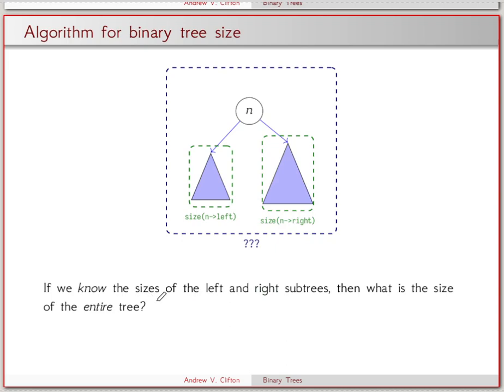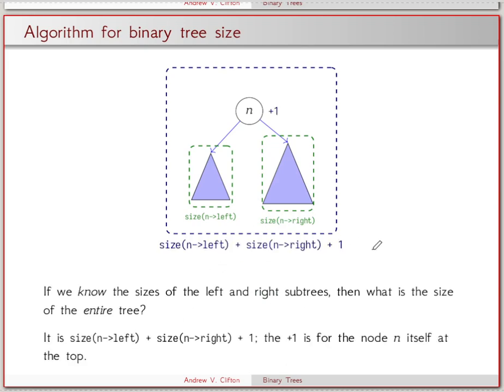So if we know the sizes of the left and right subtrees, what's the size of the entire tree? Well, it's just the size of the left subtree, however much stuff is over here, plus the size of the right subtree, however much stuff is over here, plus 1 for the node at the top. That's the total size of the whole thing.